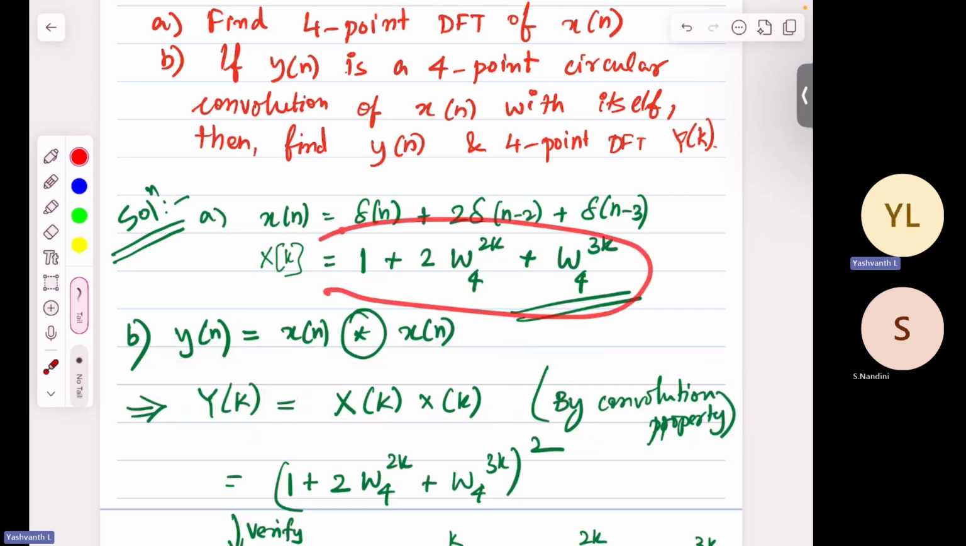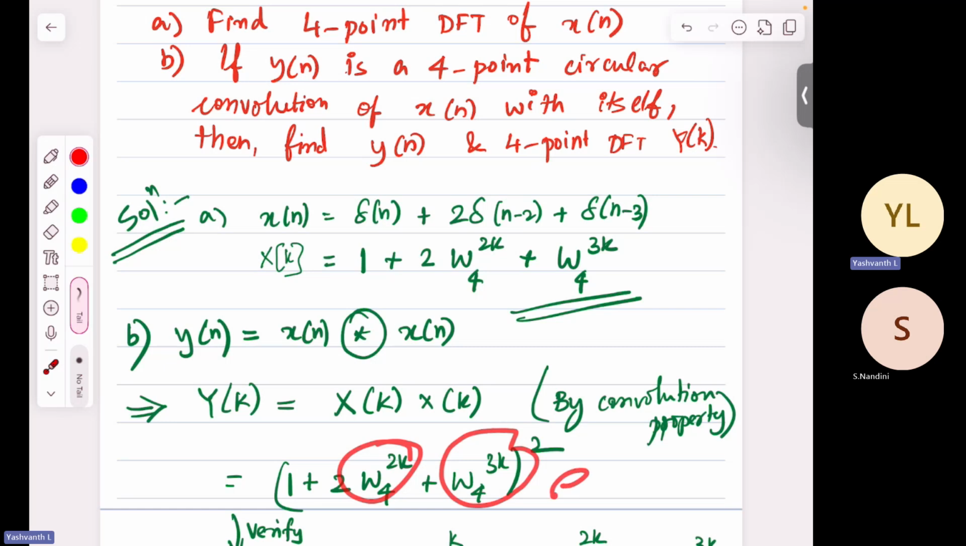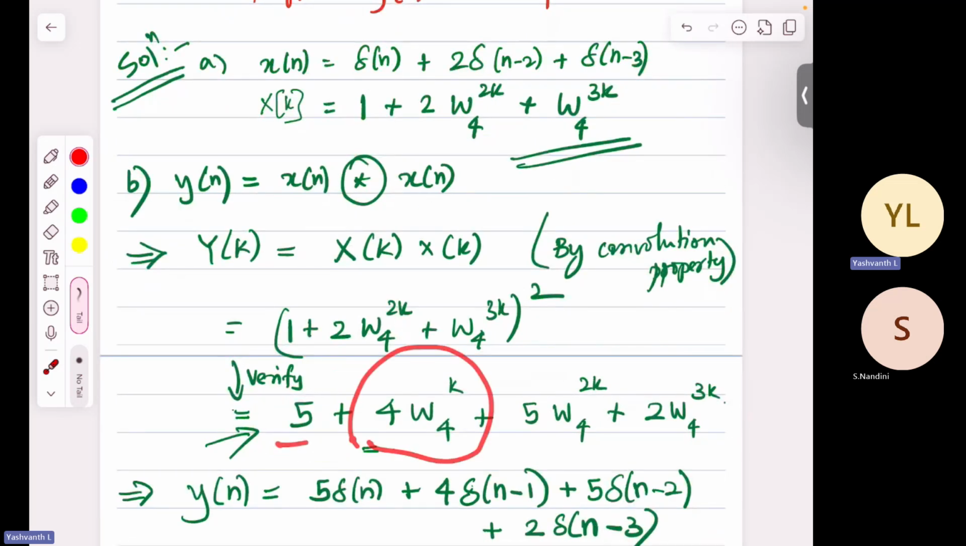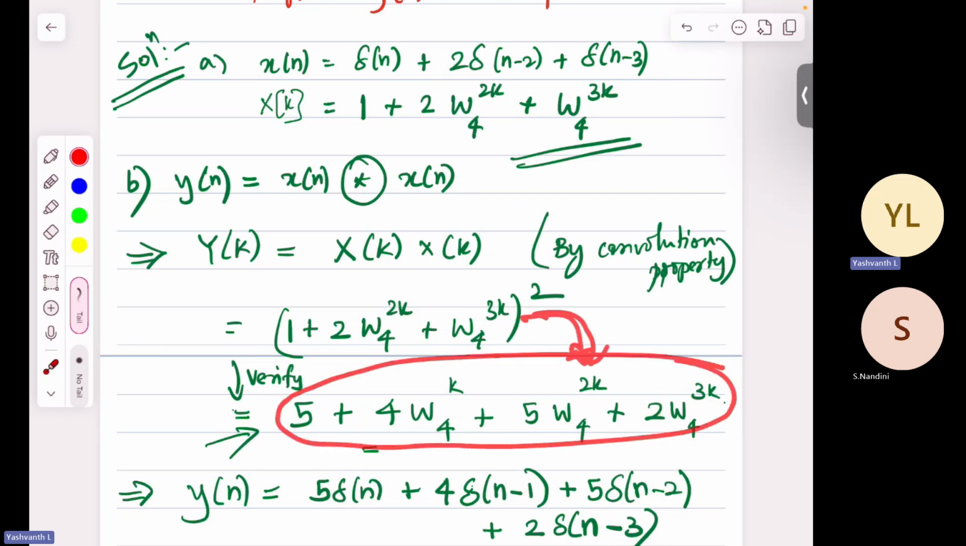We know x of k already from the first part. Therefore, it is nothing but (1 plus 2w4 power 2k plus w4 power 3k) the whole square. Now just do (a plus b plus c) the whole square: a square plus b square plus c square plus 2ab plus 2bc plus 2ca. All these are twiddle factors, that is e power j something. So you apply the complex exponential property, do all these simplifications, and verify that this is the same as 5 plus 4 into w4 power k plus 5 into w4 power 2k plus 2 into w4 power 3k. You can show that, just do some algebraic simplification.